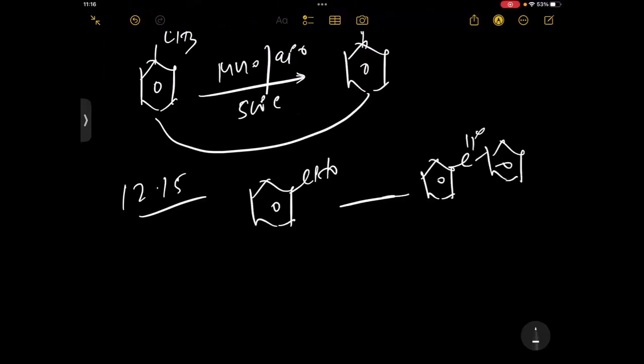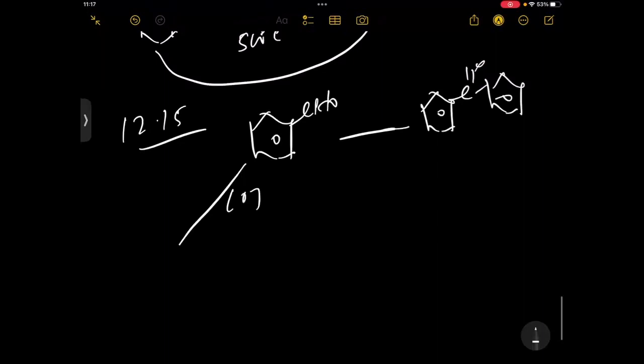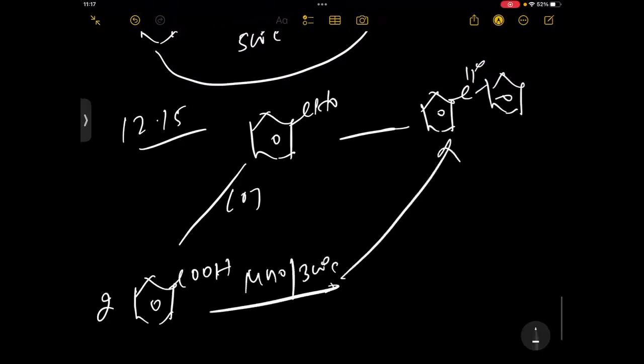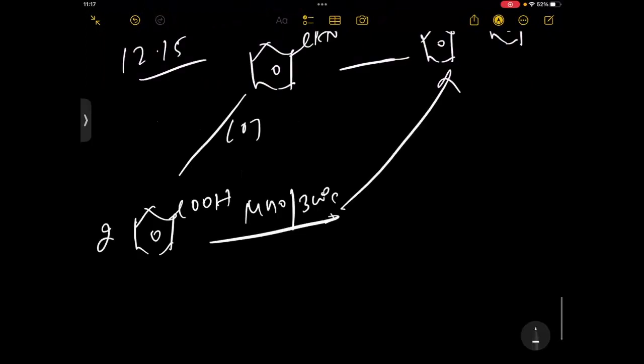See first, what will happen? We do the oxidation, and you can get benzoic acid. Once you get benzoic acid, you take 2 moles with MnO at 300 degrees Celsius, and you will get that. Okay.